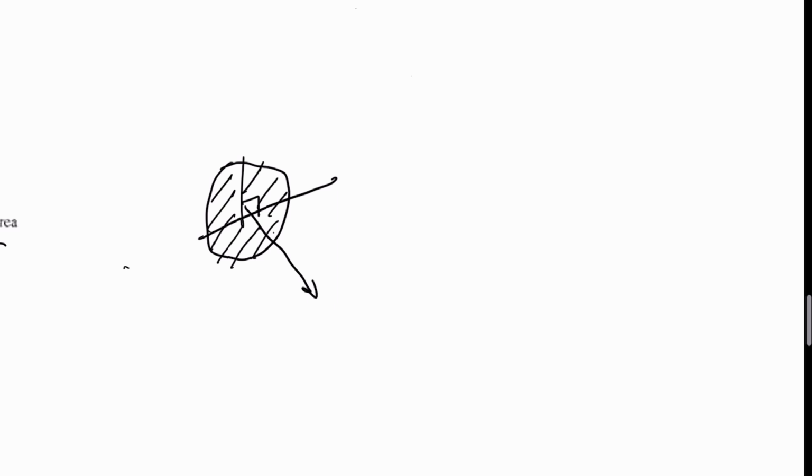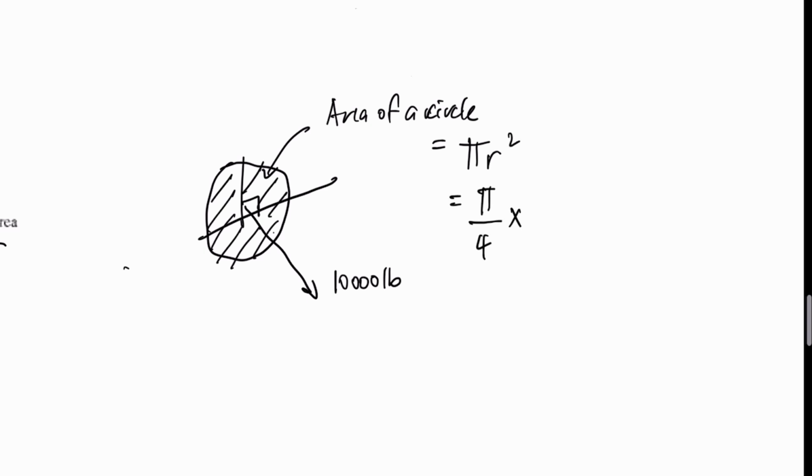For example, you have a force here of 10,000 pounds. You just divide it by the area here. If you have an area of a circle, you utilize the formula from earlier, pi times r squared, or pi over 4 times d squared, where r is the radius and d is the diameter. Then you divide those two.